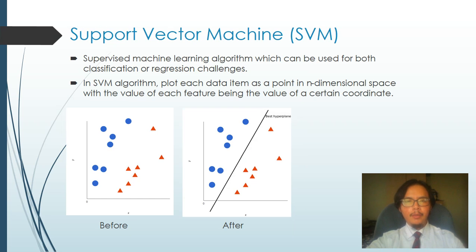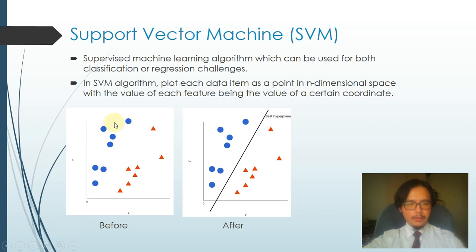The machine learning technique, or MLT, that I am going to use is support vector machine, or SVM. This is a supervised machine learning algorithm which can be used for both classification and regression challenges. In the SVM algorithm, we are going to plot each data item as a point in n-dimensional space, where n refers to the number of features, with the value of each feature being the value of a certain coordinate.